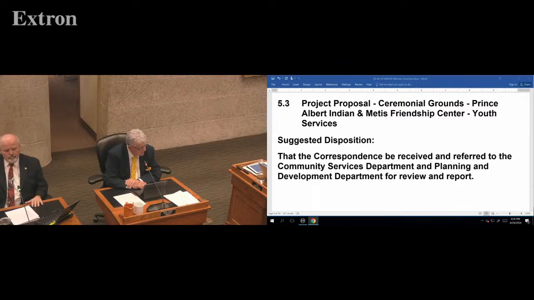We really appreciate that. So I will certainly move the suggested disposition that the correspondence be received and referred to the Community Services Department and Planning Development Department for review and report. And I hope we do have a report in a timely fashion, as quickly as we can, so that you can get on with the project. Thank you kindly.